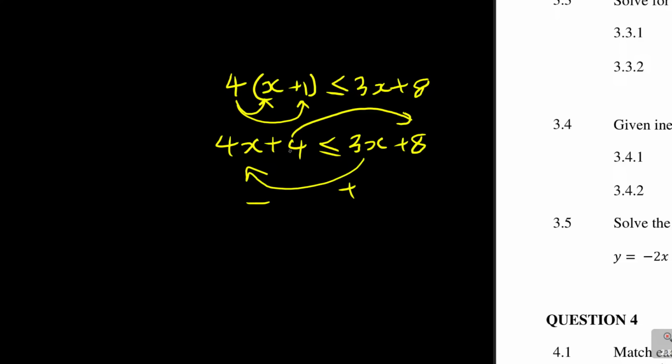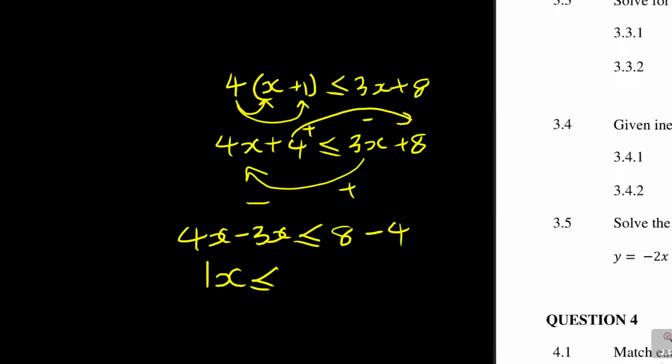So when you do that, 4 also is positive to negative. So what you're going to have is 4x minus 3x, is less than or equal to 8 minus 4. Now 4 minus 3 is 1x, which is x, is less than or equal to 8 minus 4, which is 4. So x is less than or equal to 4. And that's what it means.